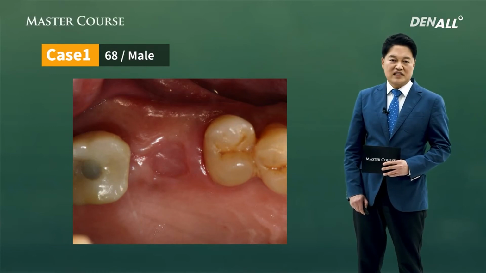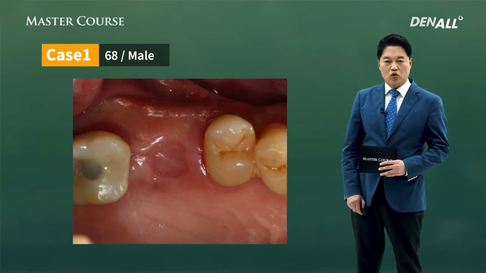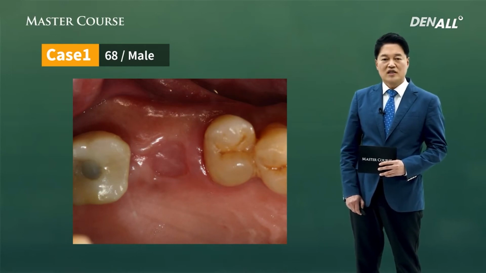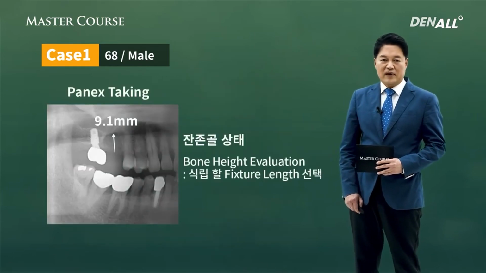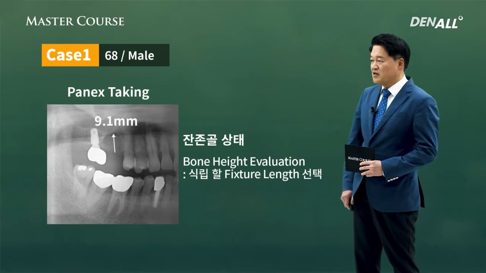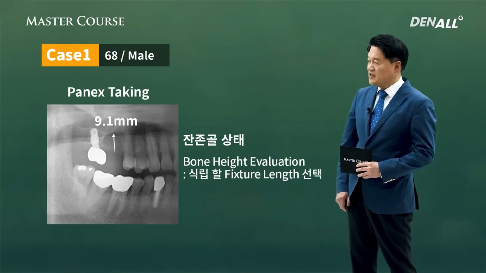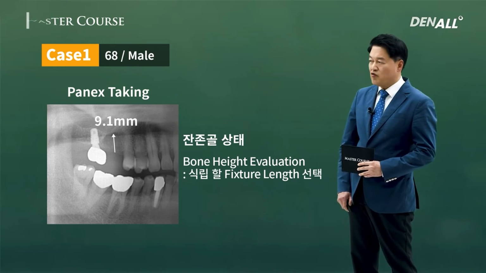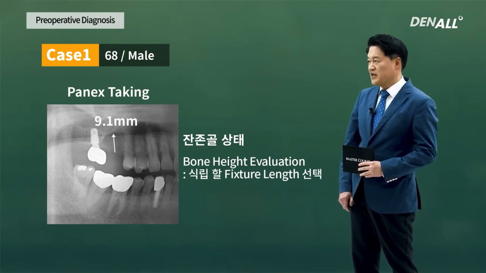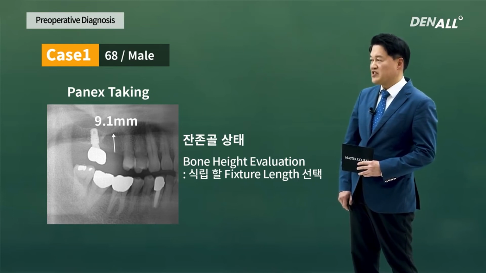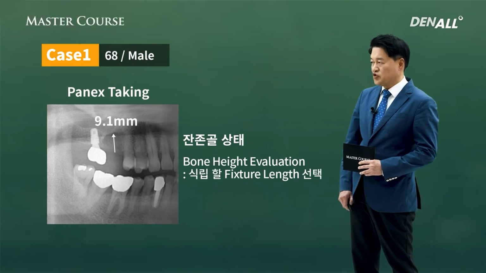A clinical image was taken before surgery to compare before and after and for diagnosis. The buccal lingual side needs to be shown well for treatment planning. After that, a Panex was taken. If you look, the remaining bone maturation is not fully done. Bone height was evaluated. It was 9.1 millimeter. With an 8.5 millimeter fixture, we can assume that there will be no problem in placing this.